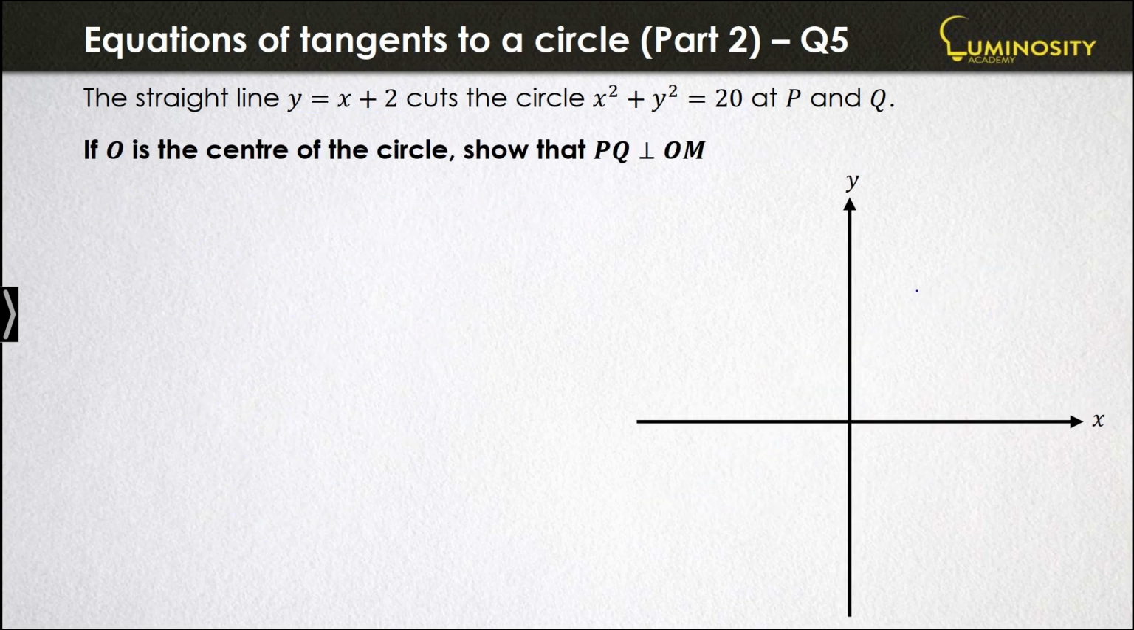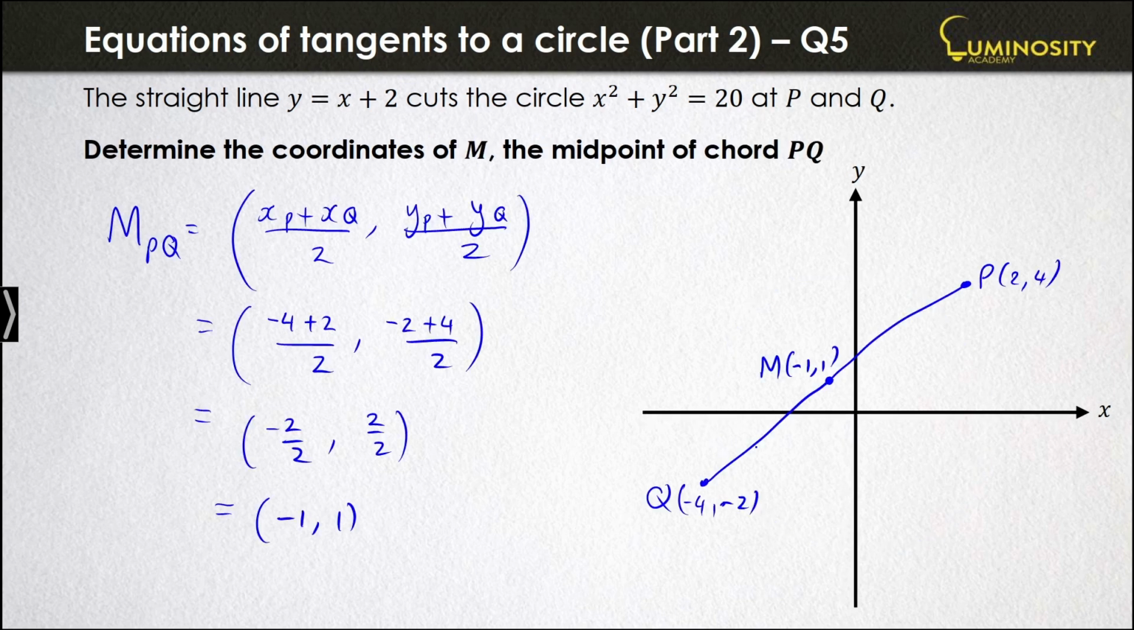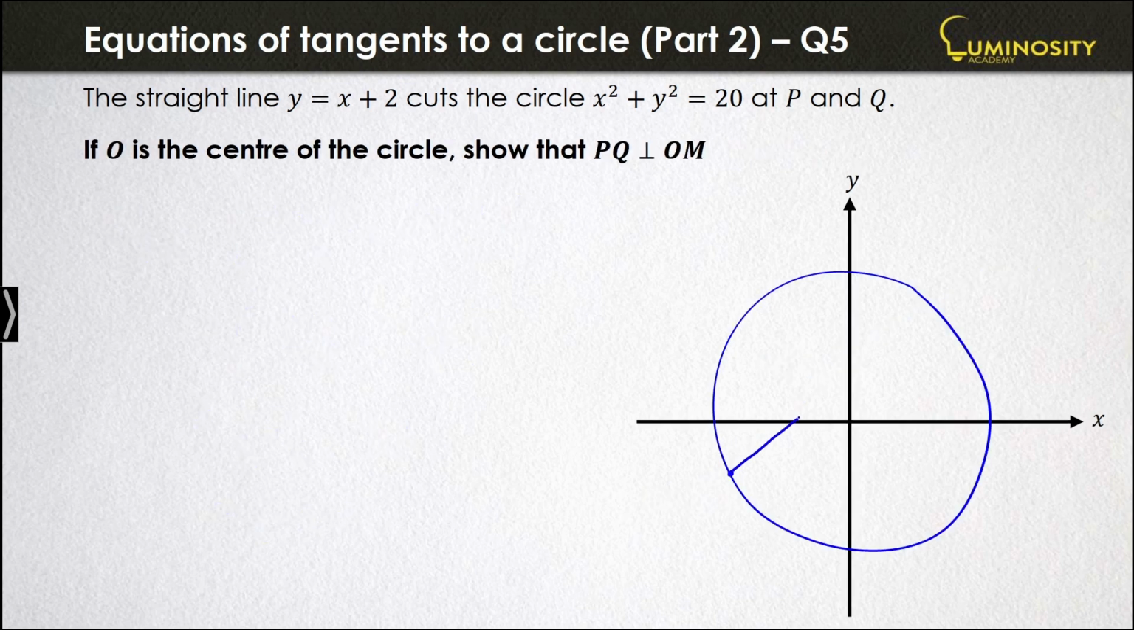If O is the center of the circle, show that PQ is perpendicular to OM. So again, we had a circle that looked like this, and we had the chord that was running through like this. Okay, so O, the origin, was the center. This was the point Q. This was the point P, which was (2, 4). And the point M we found was (-1, 1). So we want to show that PQ is perpendicular to OM.